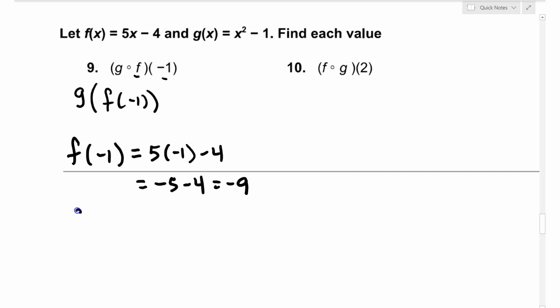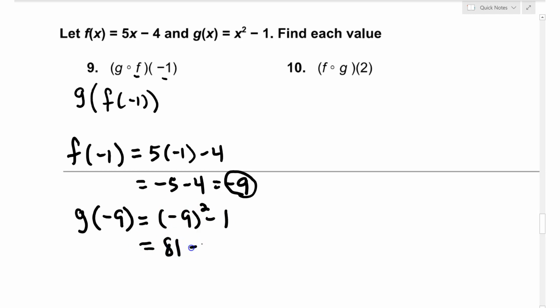Now we've got to find g. This becomes the input. g of negative 9 equals negative 9 squared minus 1. Negative 9 squared is 81. Minus 1 gives you 80. So we figured it out. It's 80.